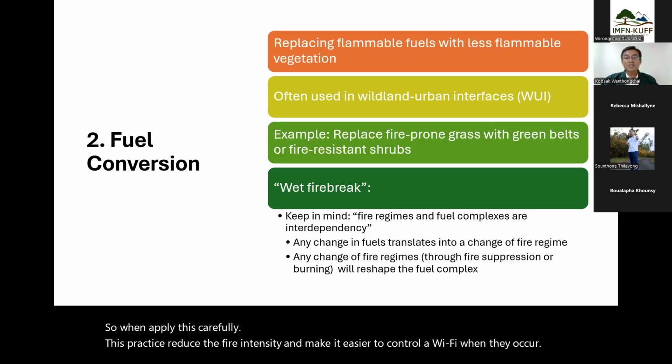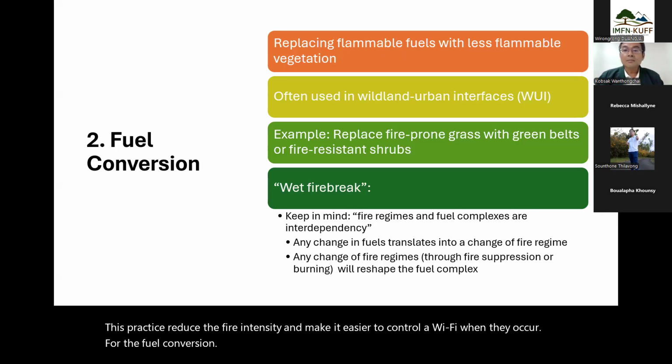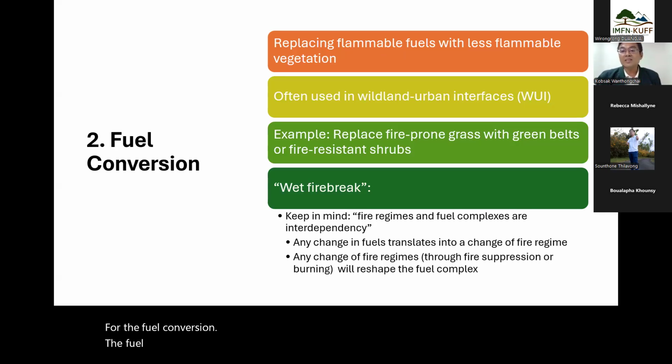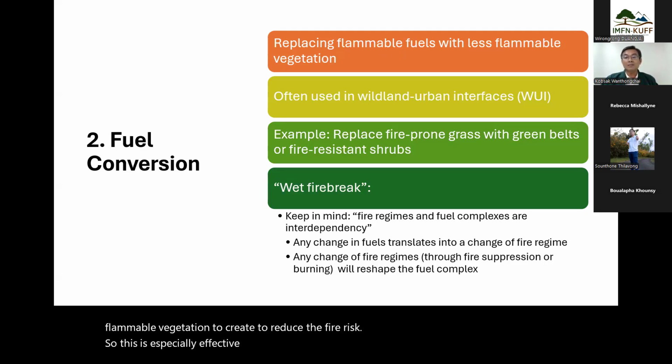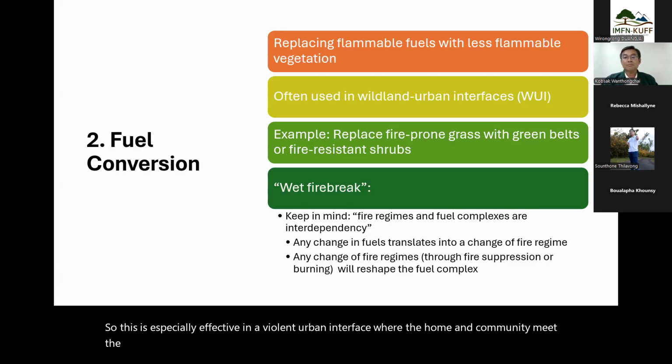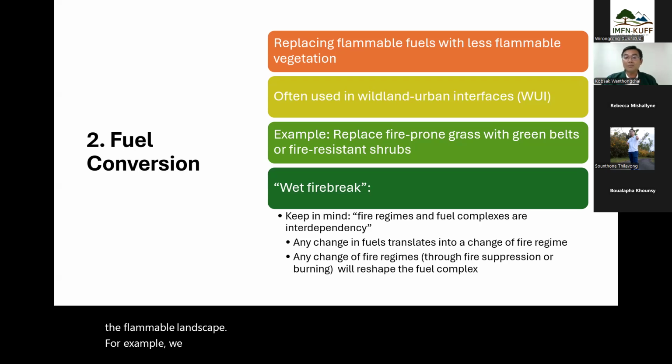For fuel conversion, fuel conversion is a strategy that focuses on replacing the flammable fuel with less flammable vegetation to reduce the fire risk. This is especially effective in the wildland-urban interface, where homes and communities meet the flammable landscape. For example, we can replace fire-prone grass with a green belt, irrigated crops, or fire-resistant shrubs to reduce the chance of ignition and slow the fire spread.